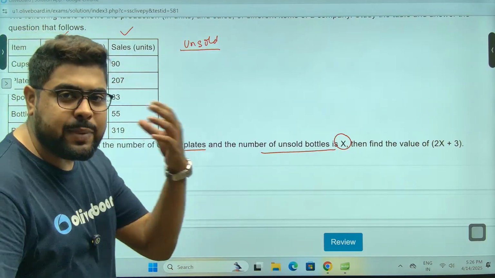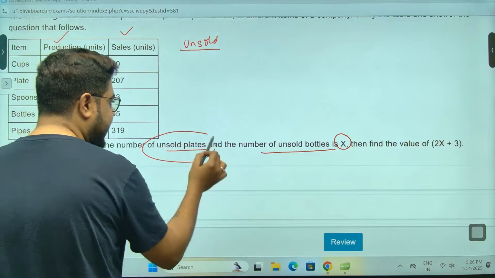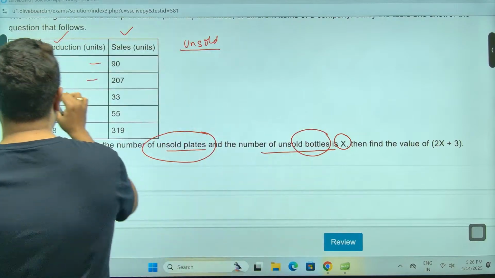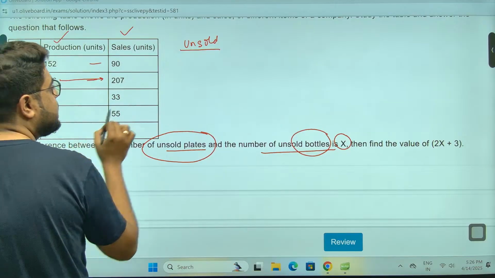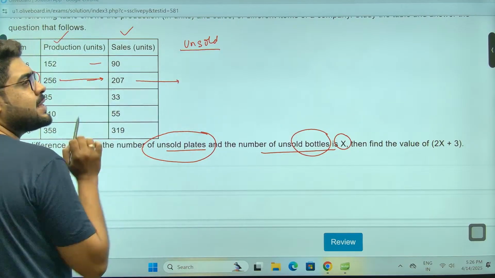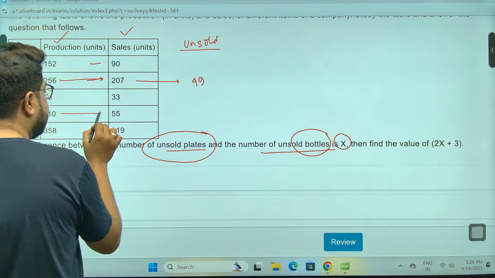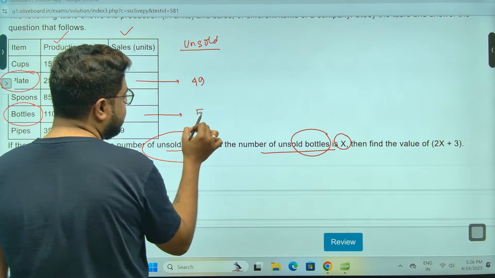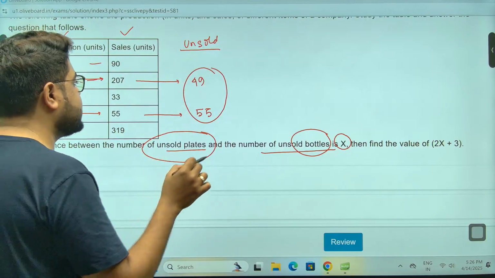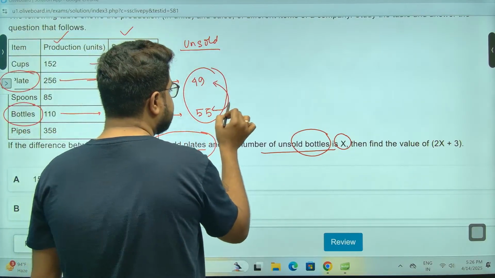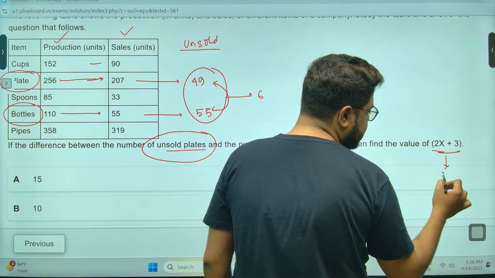But again, data picking is the most important thing. So I will pick the data only for plates and bottles. Plates: 256 minus 207, 56 minus 7, that is 49. Bottles are 110 minus 55, it's 55. So the difference is X, which is 6. So 2 into 6, 12, plus 3, that is 15 is the answer.